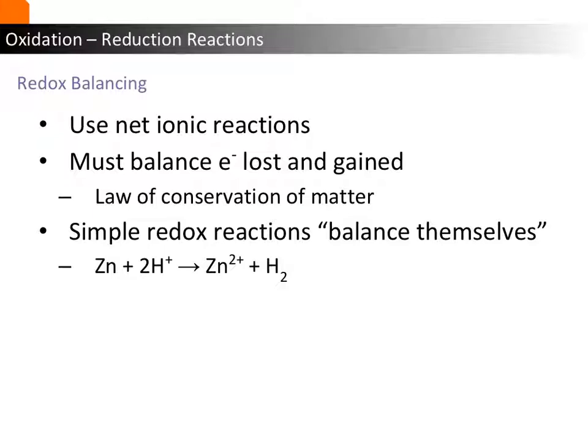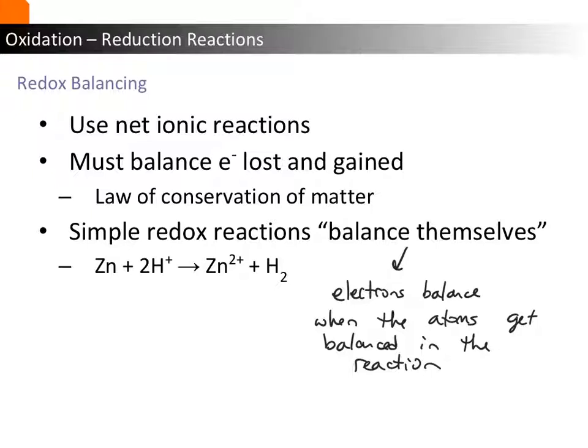And finally, a simple note: redox reactions tend to balance themselves. What I mean by that is that the electrons will balance out when you balance the atoms in the reaction. You don't have to worry about messing around with any of the electrons on either side, because they're just going to work themselves out at the end. Now, these are simple redox reactions. We're going to stick to those simple types in this chapter, but later on in this curriculum, in the 3rd trimester, we're going to talk about balancing redox reactions that aren't so simple. So that's a little foreshadowing.